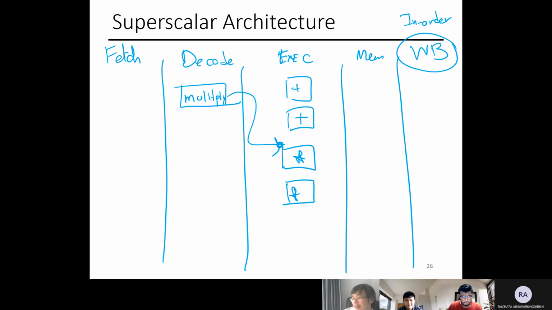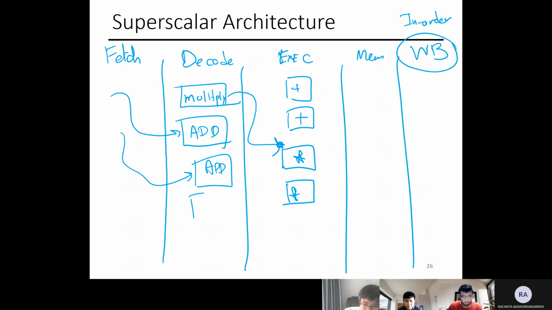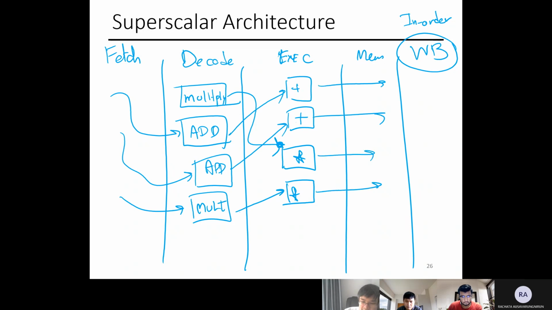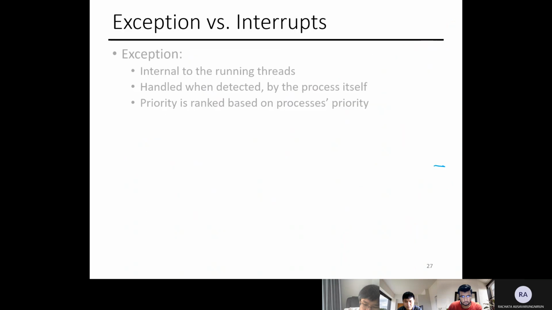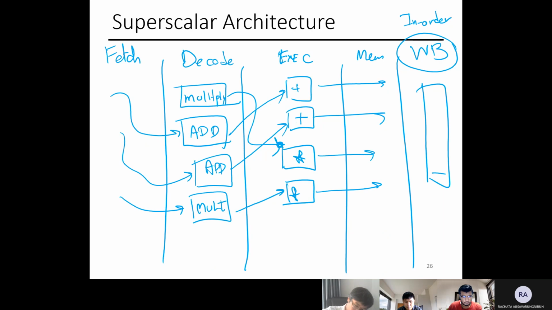It means that if this multiplier is doing its thing, I will try to fetch more. So the add comes in here. Another add can come in here. Another multiply can come in here, so that I can assign this adder something to do. And then they would finish. And it just has to make sure this is done in order. As long as you retire, do the write back, in the same order as you fetch, you're good.